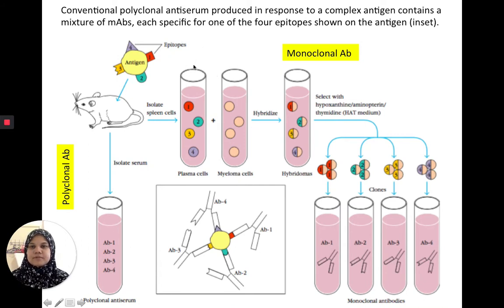For the polyclonal antibody, really it's just about conducting a series of immunizations and then harvesting the blood, separating the plasma and taking the serum. For a monoclonal, it's a bit more complicated.